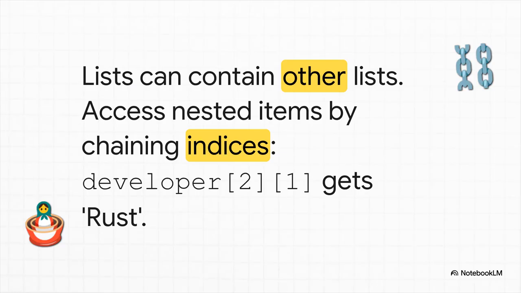You can totally put lists inside of other lists to create more complex data structures. To get to the items buried inside, you just chain the index numbers together. So developer2 gets us that inner list of programming languages. Then we just tack on another -1 to get the second item from that list, which is Rust.